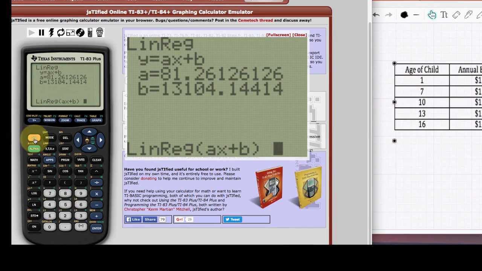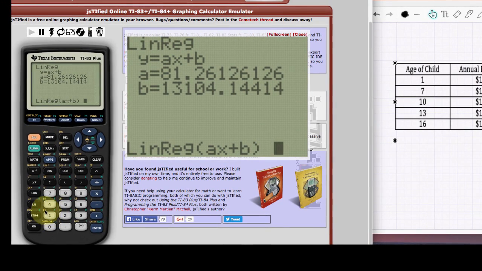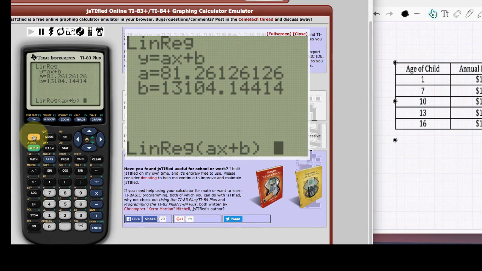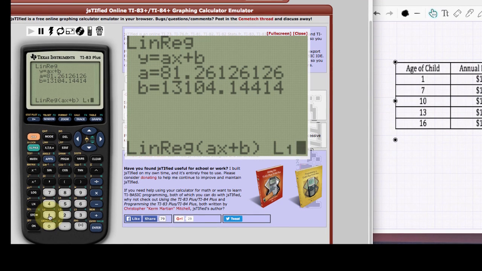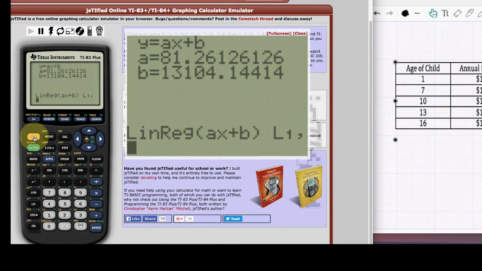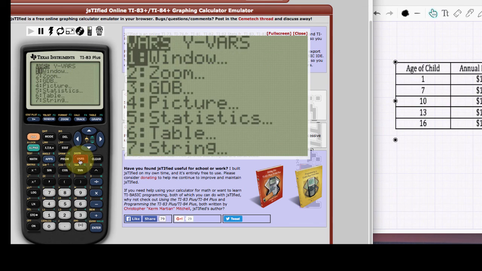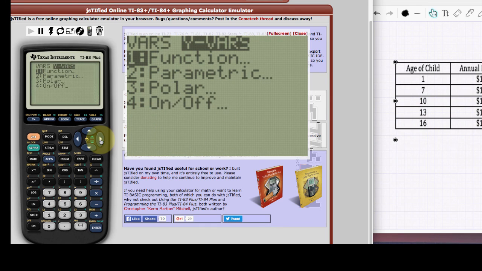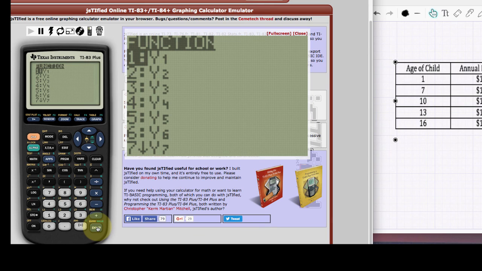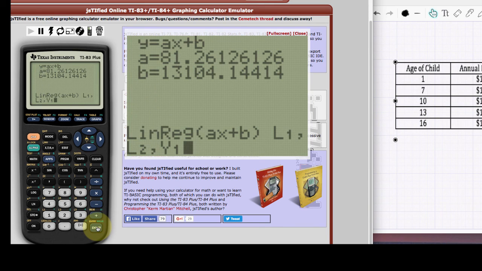So I'm looking for L1, which is right here. As you can see, it is in yellow, so I have to hit second L1, and then I need comma, and then second L2. So I'm telling it use the L1 for the input data, L2 for the output data value, and then comma, store the whole thing in Y1. In order to find Y1, you actually have to hit variables here, and then Y variables, so move over one, and then function variables is the first one, so I can just hit enter. And then Y1 is the function variable that I actually want to use, so I'll just hit enter.